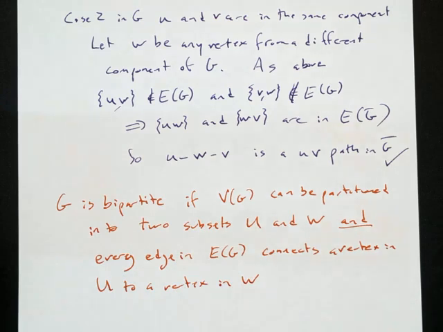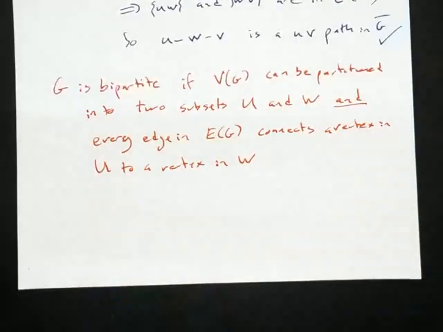So one way to think of this is to think of coloring the vertices red and blue. All of my edges have to connect a red thing to a blue thing. There can be no edges from red to red. There can be no edges from blue to blue. So I have a partite set U and a partite set W. All the edges go from U to W, never U to U or W to W.